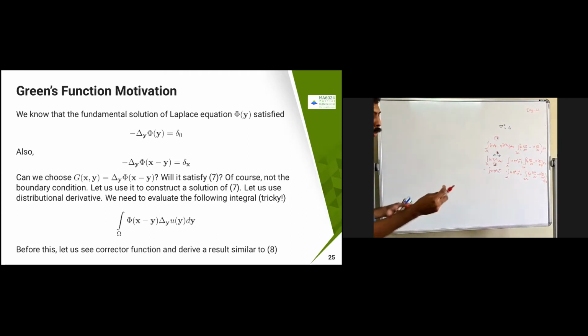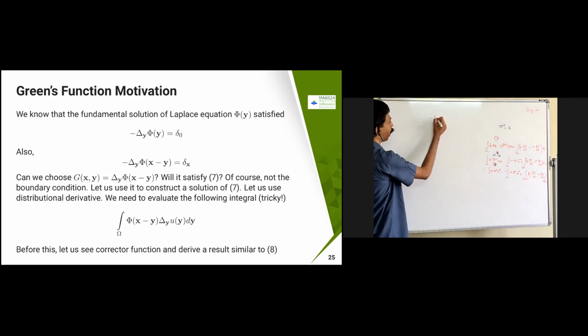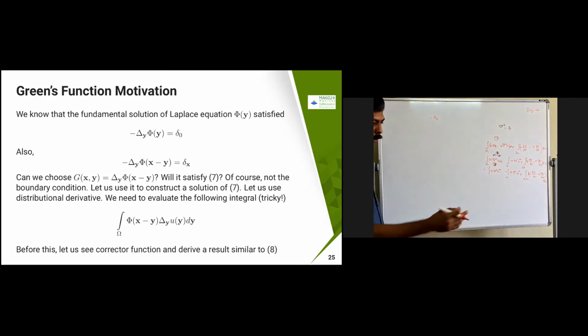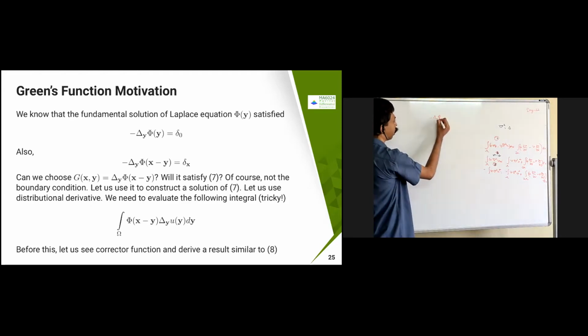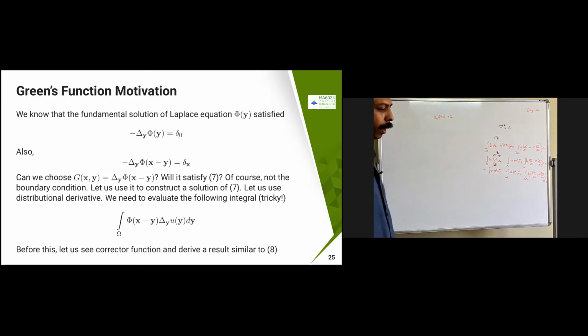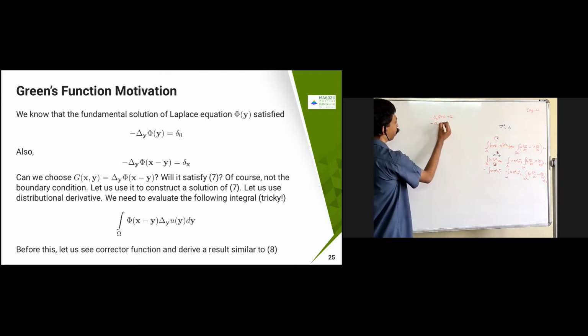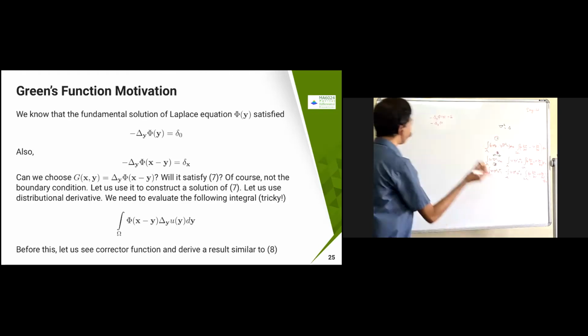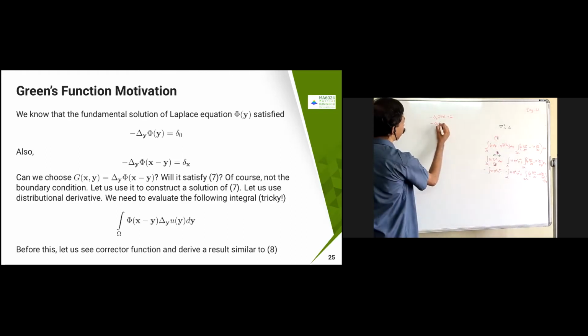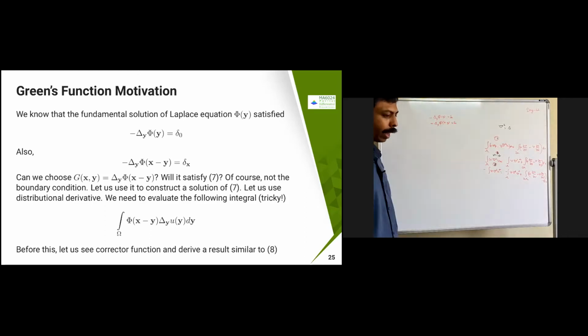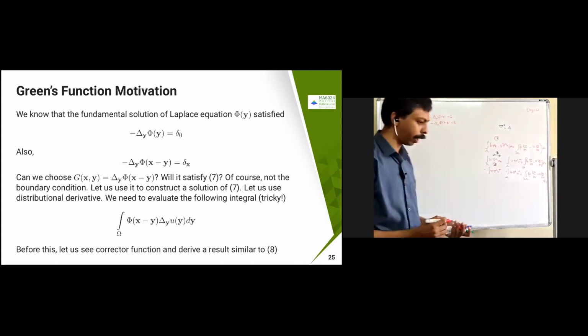This also we know: the fundamental solution of the Laplace equation, which we have derived already. That's the reason we introduced the distribution theory, etc. So minus del y of pi of y is nothing but delta naught. Also we know that minus del y of pi of x minus y is also delta x. Here the delta naught and delta x are all understood in the distribution sense.